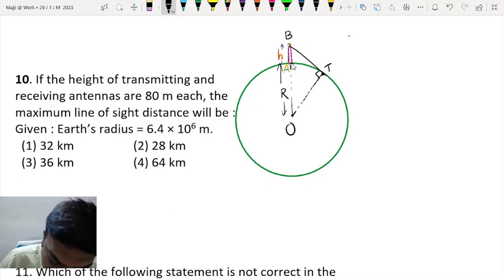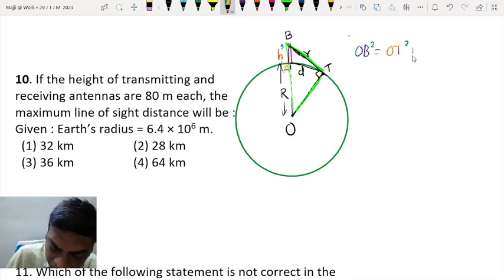Also, let us straightaway join A with D. So this is the distance D. For now, I take this distance as R. So from this right angled triangle OTB, I can write OB square is equal to OT square plus BT square.